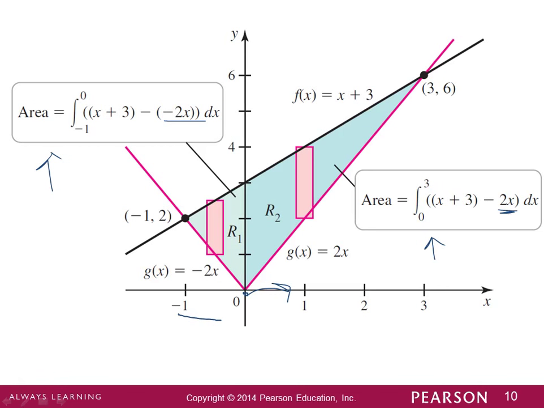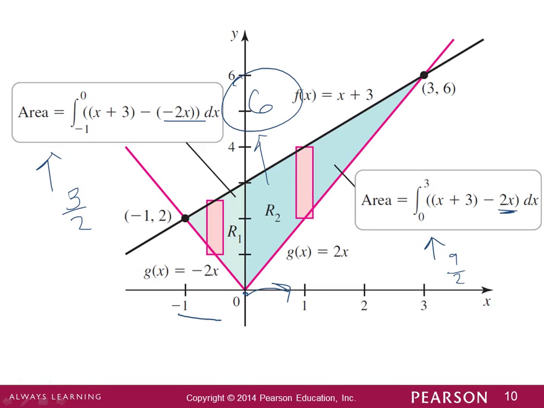And so if you evaluate these integrals, we're not going to do it here. I trust that you can do the antiderivative and evaluate. This will give you 3/2 here, and over here we will get 9/2. And if we add those together, those two separate areas, that would give us a total of 12/2, or an area of 6.